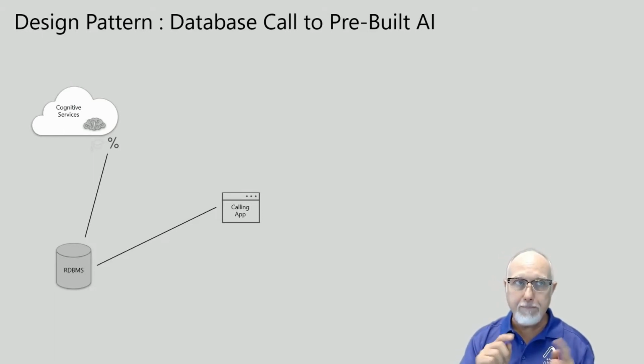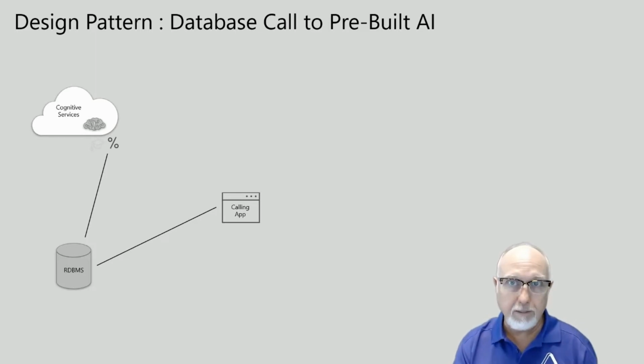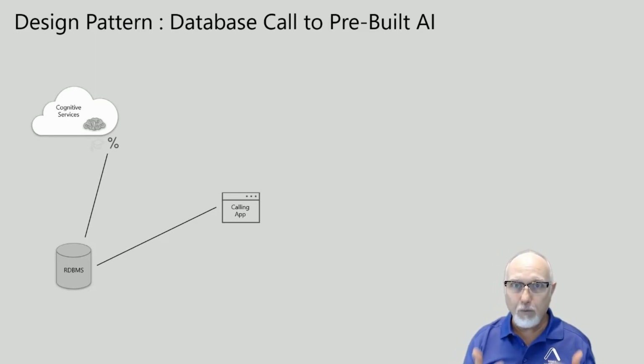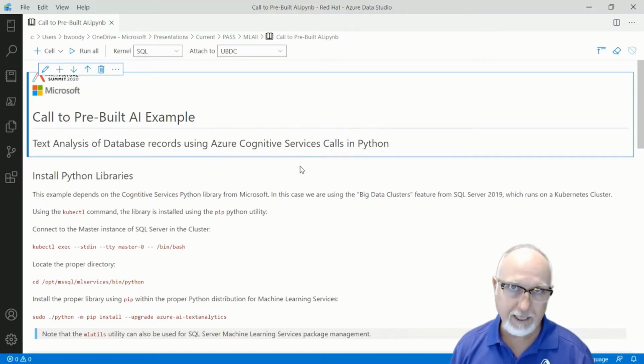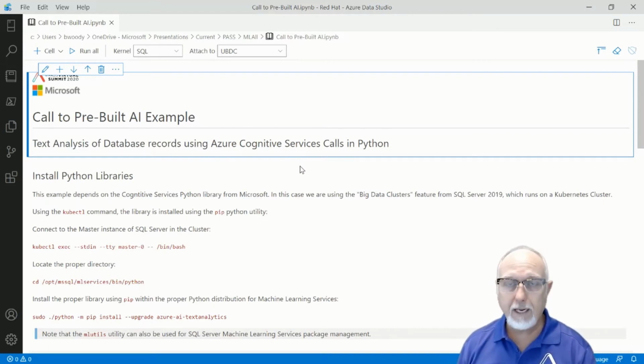You need to be able to make an API call from SQL Server out to the web. That's the key here. Or if you're using your own APIs, you need to be able to make an API call. Now, there's a lot of ways to do that. You could write a CLR and so on. Let's jump over to an example. I'll show you this one. I'm going to show you an example of text analysis of database records using cognitive services, and I'm going to use Python. All right, so to do that, I need to have machine learning services installed on my SQL Server so I can run Python.